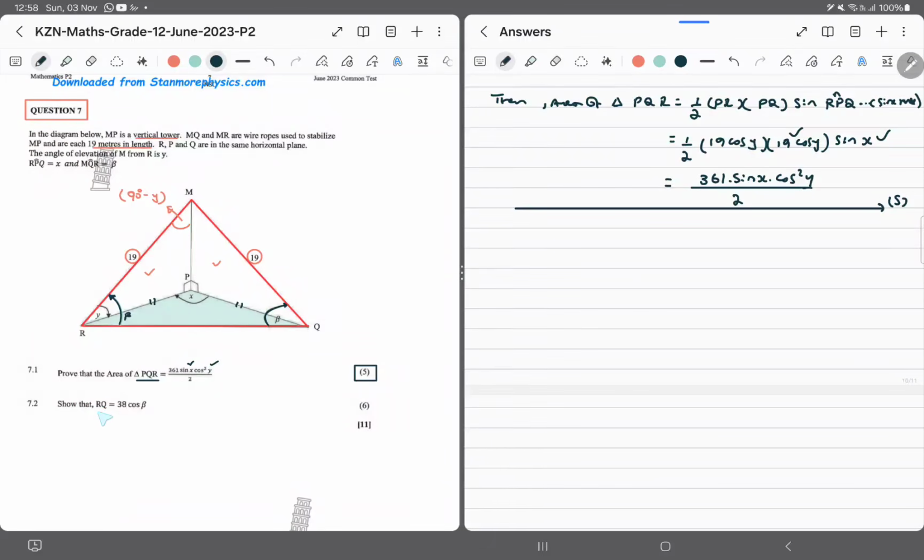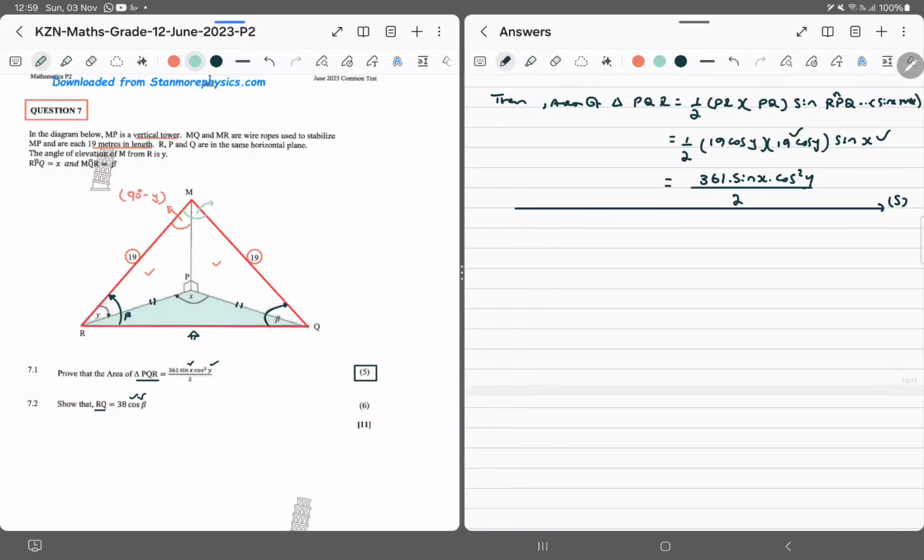Okay, let's finish this thing before I get pulled out. Now we need to show that RQ is equal to 38 cos beta. Now we can see here that this is this side now. What is good is that we have now cos of beta. So this means we're moving into the red triangle now. If we move into the red triangle, what did we notice? It is itself isosceles. So this means we need this angle.